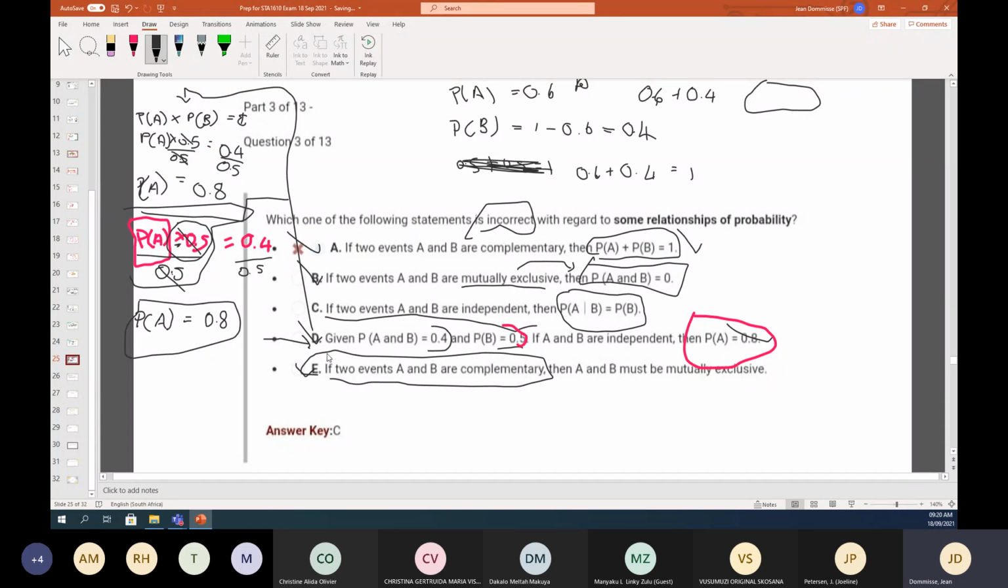Okay, let's get to that C, because that's actually a good one just to round this off with. So probability of A given B. If we write that out, it is the probability of A and B divided by the probability of B.